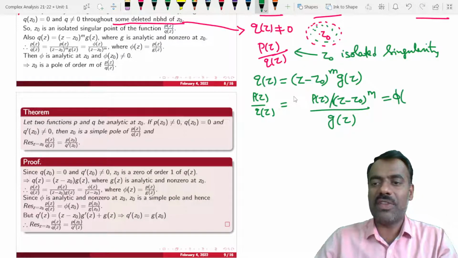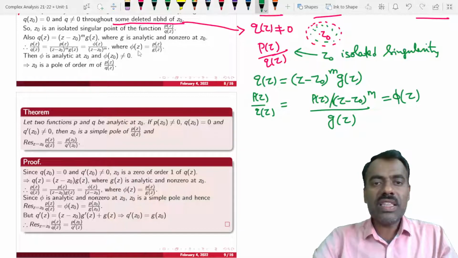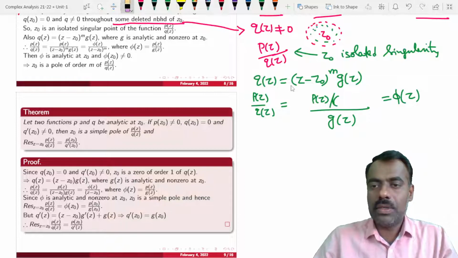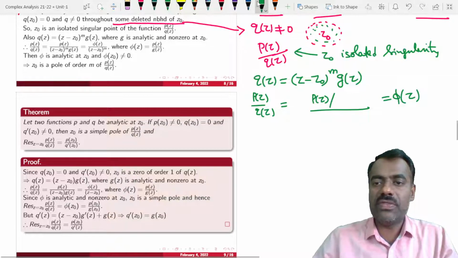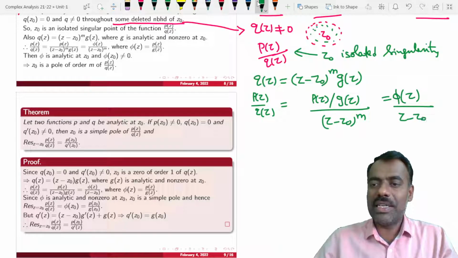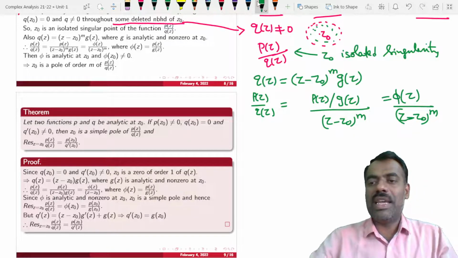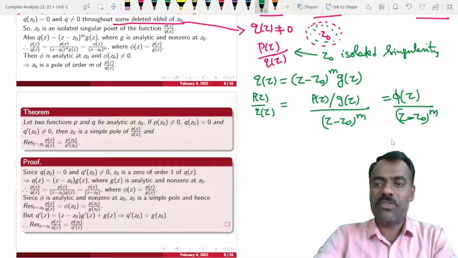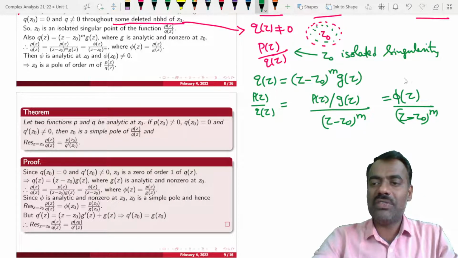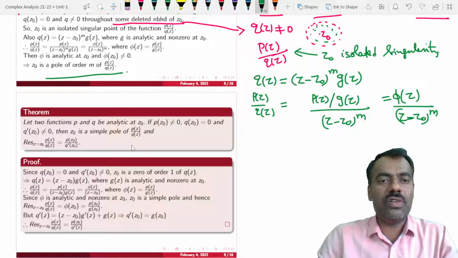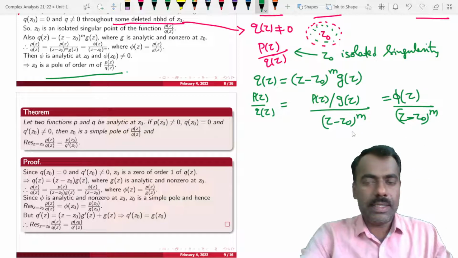You call this as phi of z. Okay, then, you write it in reverse. We write this as p of z by g of z, and z minus z naught whole power m. Okay, so this is of the form phi of z by z minus z naught whole power m. So that itself is enough if we want to prove that this z naught is a pole of order m. We have proved the first result today, that if a function has this expression, then z naught is a pole of order m. So that shows that z naught is a pole of order m, right? So that is how it plays.